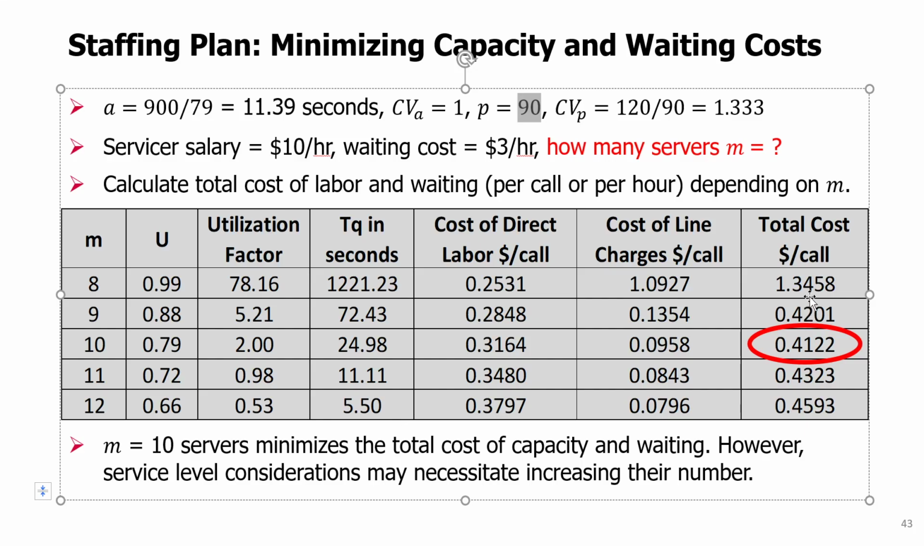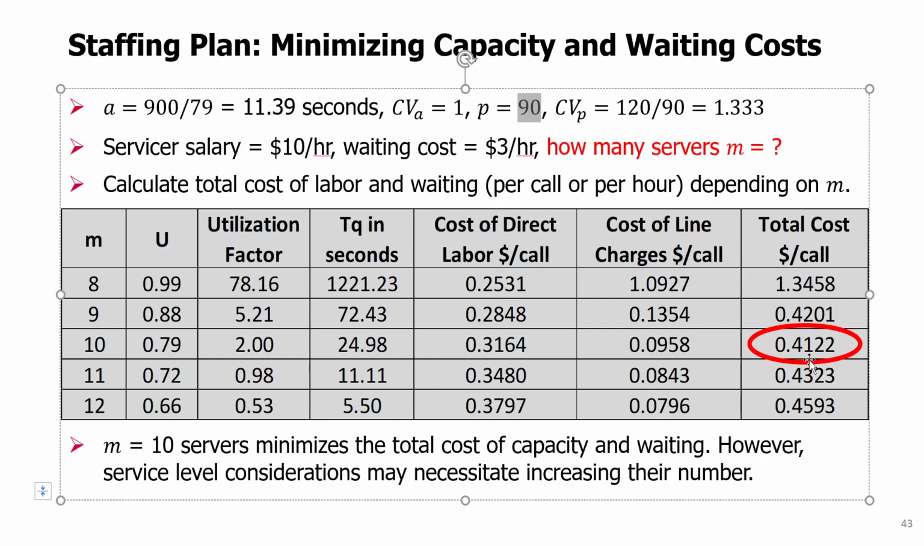And you will notice that there is a kind of convex function here, where we start from a very high value, rapidly decreasing, $1.34, 42 cents, 41 cents, and then it starts increasing, 43 cents, 46 cents, and probably it will increase even more. The reason for this increase is that the cost of direct labor would continue increasing at the same rate, while this cost will probably almost stop decreasing because the waiting time becomes almost zero on average. So here, basically, we should expect further increase.